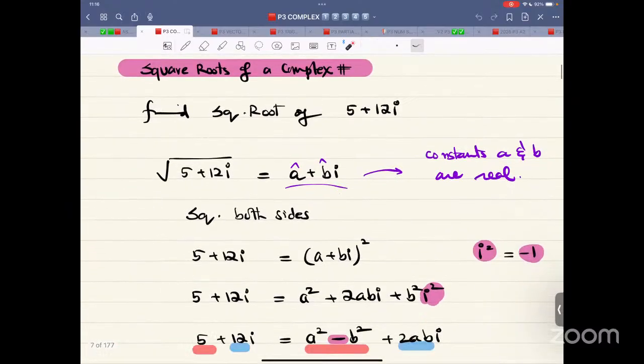Then this is a standalone question. It just comes standalone. As such, nothing to do with the other parts, except there is one geometrical aspect that I'll talk about. Find the square root of 5 plus 12i.